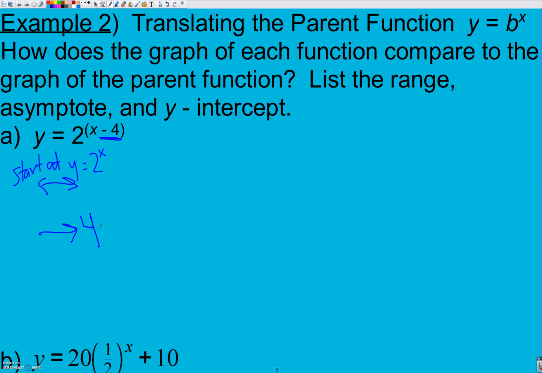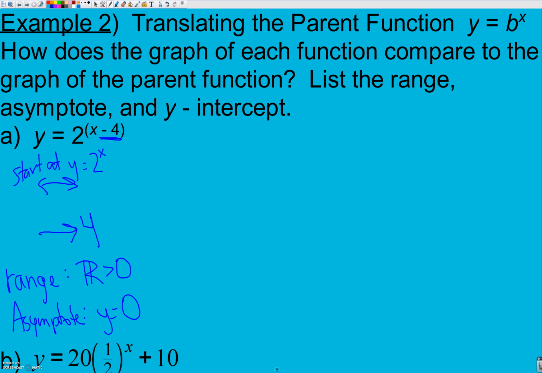Okay, now it says list the range, asymptote, and y-intercept. Did we go up or down at all? No, we don't have anything here. So since we didn't go up or down at all, our range is still going to be the same. It's going to be all real numbers greater than 0. Same thing, we didn't go up and down at all, so our asymptote didn't change at all. Our asymptote is going to be y equals 0. Y is never going to be 0.